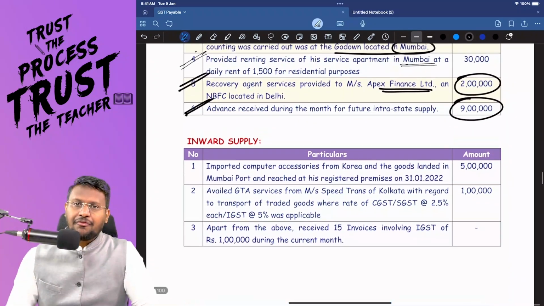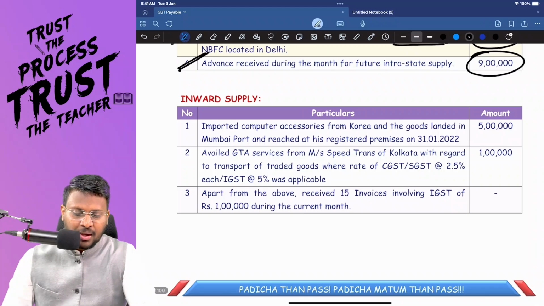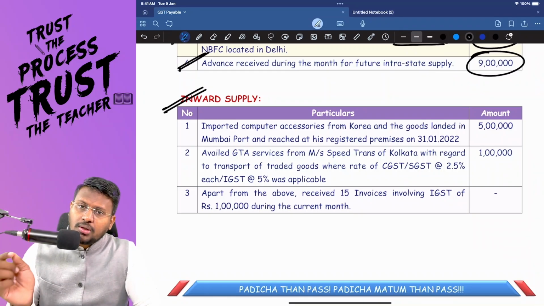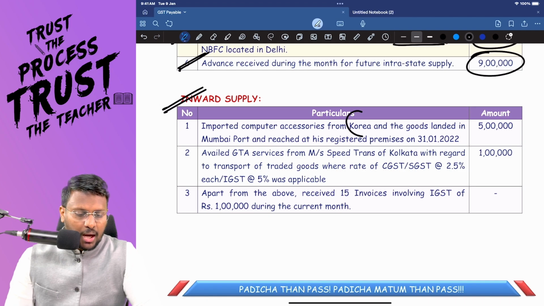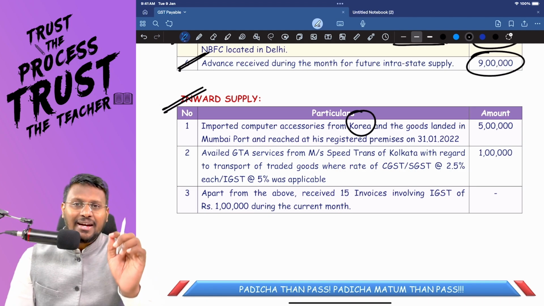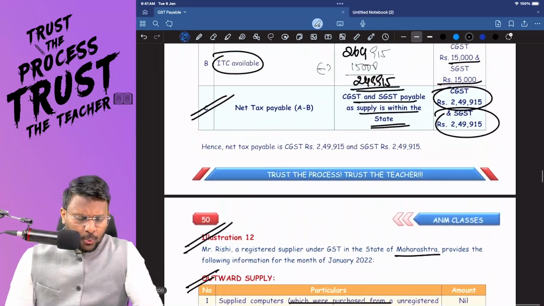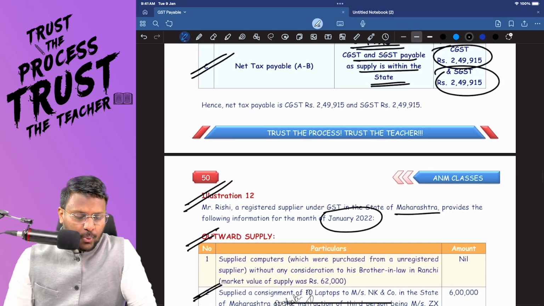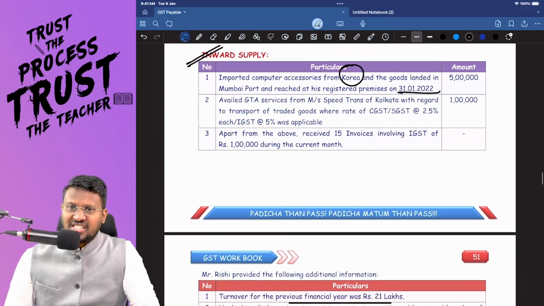So basically we are done with the outward supply points. Now I am coming to the inward supply. Imported computer accessories. Imported means from outside India, from Korea, and the goods landed in Mumbai port and reached the registered premises on 31/1/2022. For which month are we looking? For the January month, we are looking at the computation of GST payable.